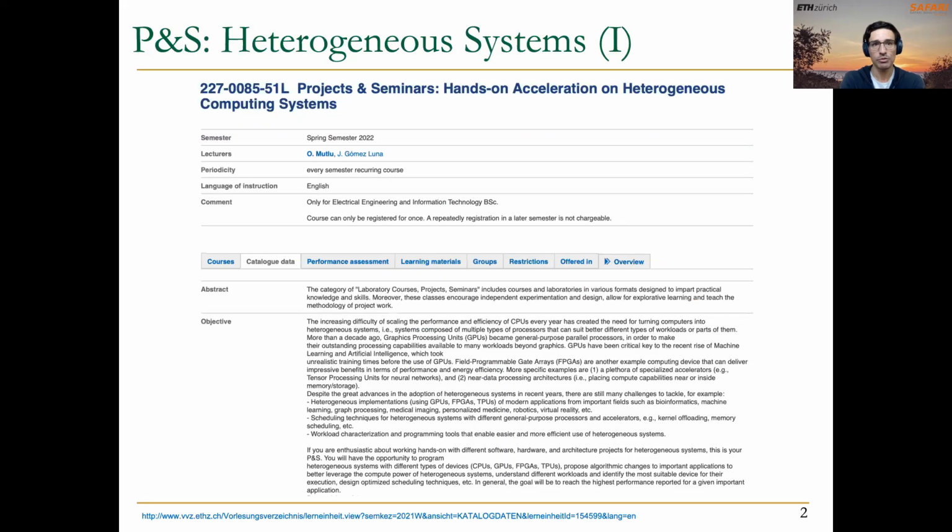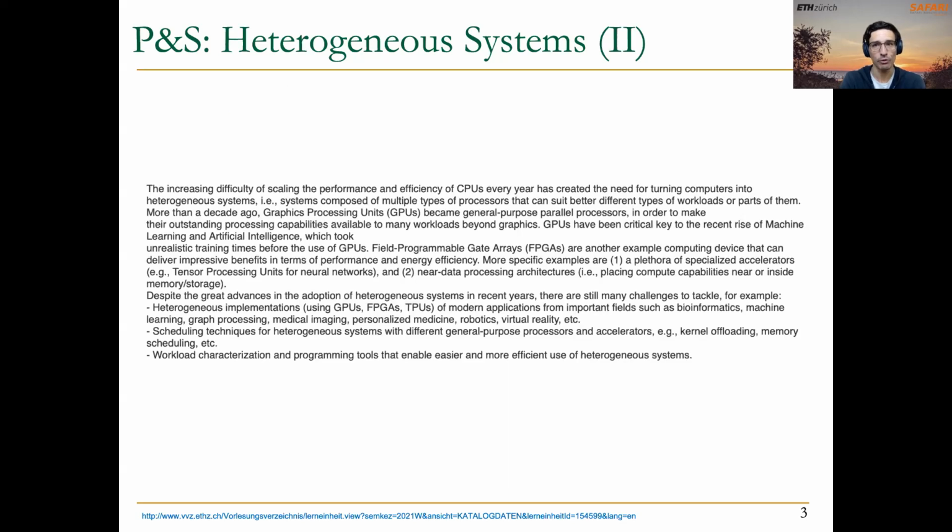You can find the description of this course in the course catalog of ETH Zürich, and if you take a closer look at the objective, you will find the motivation for this course, which is the difficulty of scaling the performance and energy efficiency of CPUs. This affects very important workloads like machine learning and artificial intelligence, but also other workloads like bioinformatics, graph processing, medical imaging, and many more.